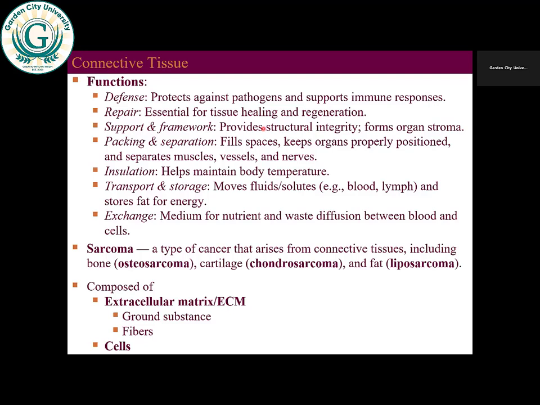Now, let's look at the composition of connective tissues. Why are we saying cartilage is connective tissue? And why are we saying ligaments are connective tissue?